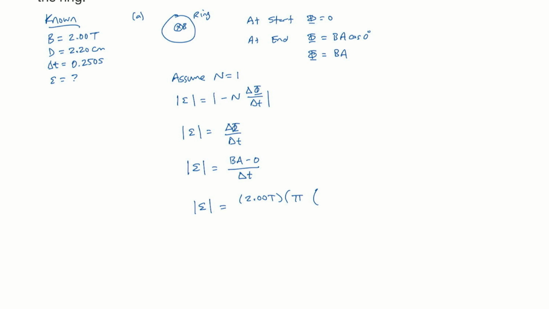Okay, we have a diameter of 2.20 centimeters, so we need to divide that in half to make it a radius. Then we also need to convert it to meters. And so 1 meter has 100 centimeters. And we need to square all that. Then we just need to divide by the elapsed time, which is 0.250 seconds.